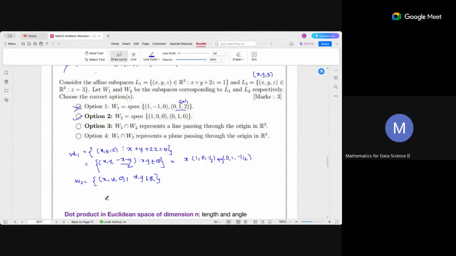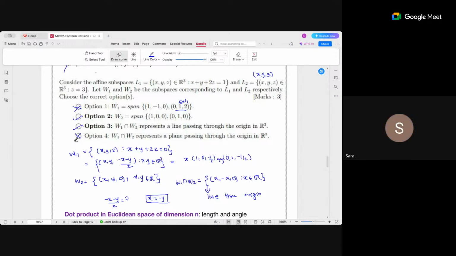Now what is W1 intersection W2? You should have minus x minus y by 2 equal to 0, correct? So x is equal to minus y. Does it represent a line passing through origin? W1 intersection W2 is the set of all (x, minus x, 0), x in R. So this is definitely a line through origin, right? So option 4 is incorrect.